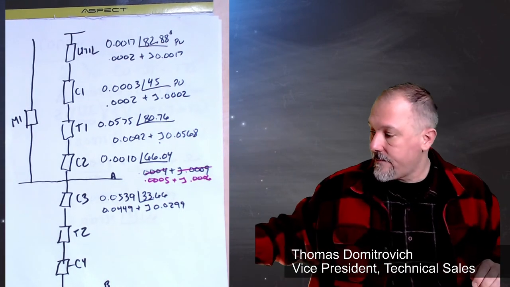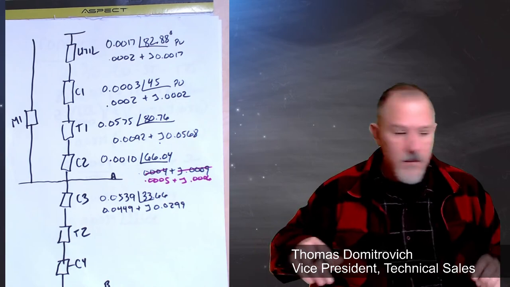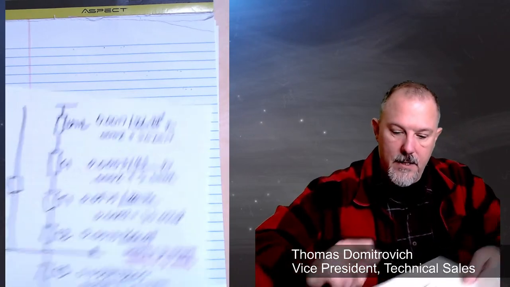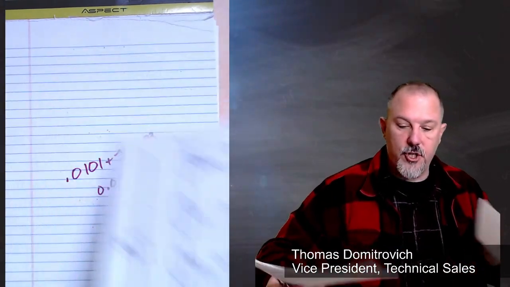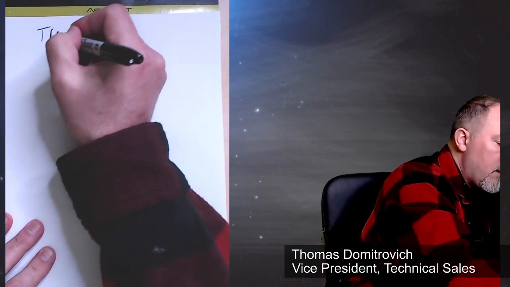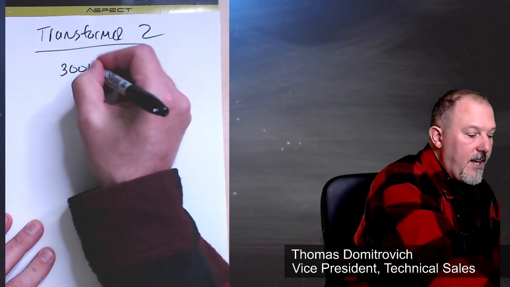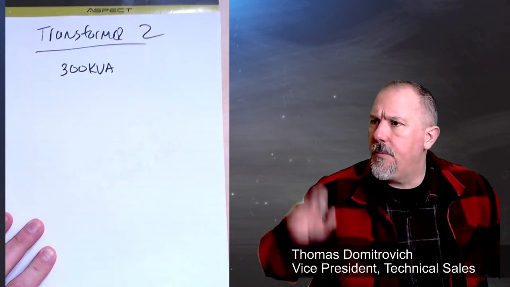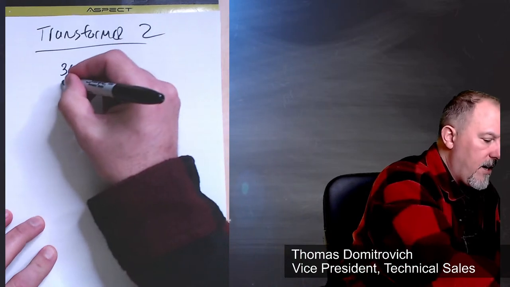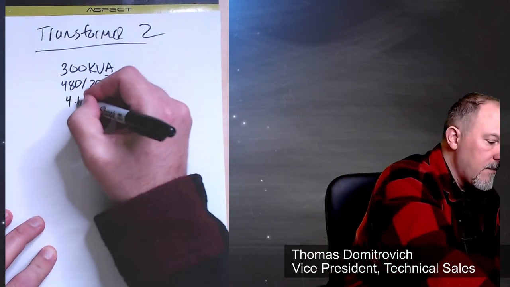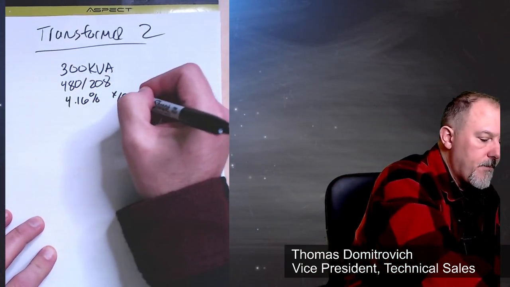Transformer two. Now this is going to be interesting. So I feel good about conductor three. I'm going to put this into the pad. Now we have transformer two. All right, what do we know about transformer two? We know it is a 300 kVA transformer, 480, 208. The percent Z is 4.16.